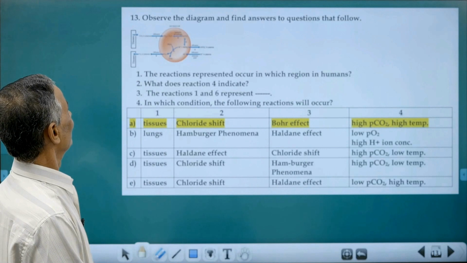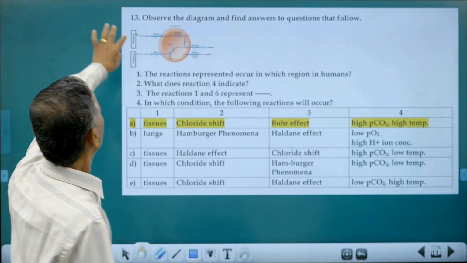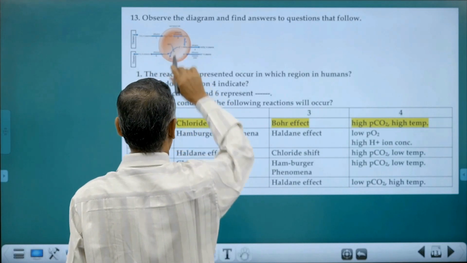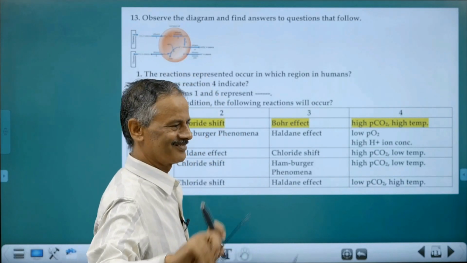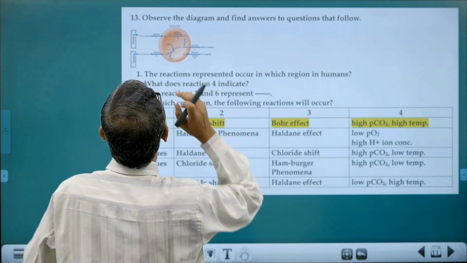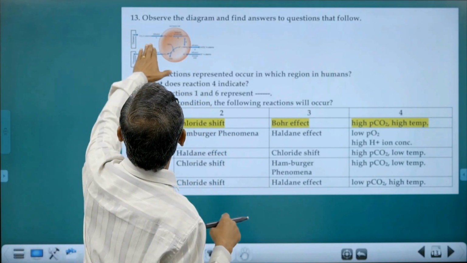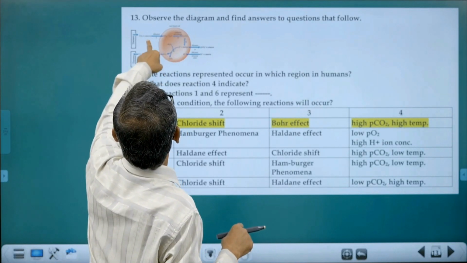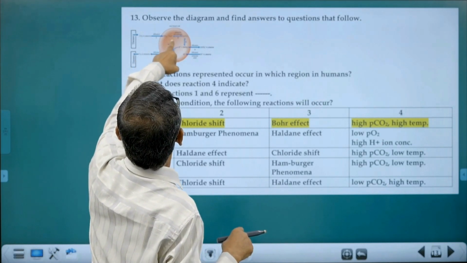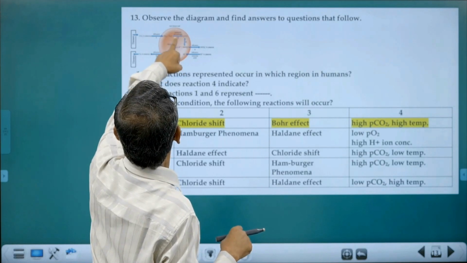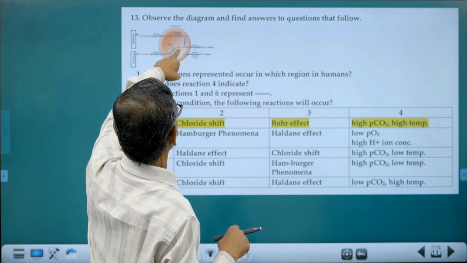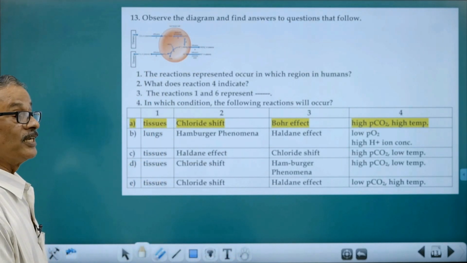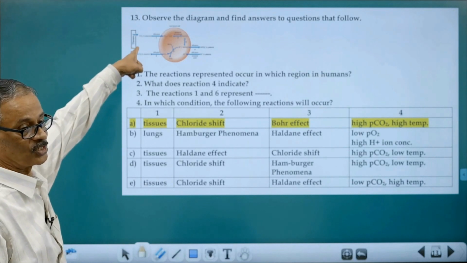Okay, see, this is what's happening. It is in tissues. Can you see it clearly? Carbon dioxide in plasma enters into the RBC. It is given here. So, carbon dioxide diffuses and dissolves in water in the presence of carbonic anhydrase. This is regarding the reaction taking place in tissues because carbon dioxide is produced in tissues.